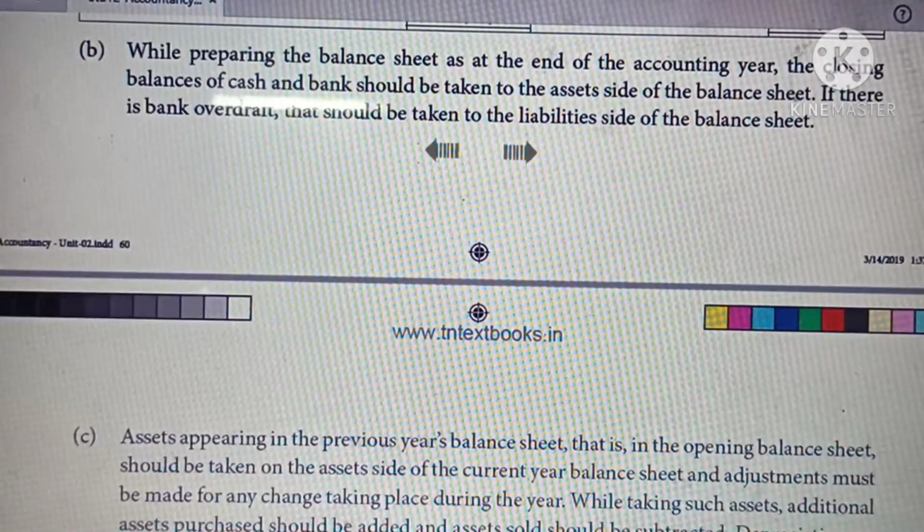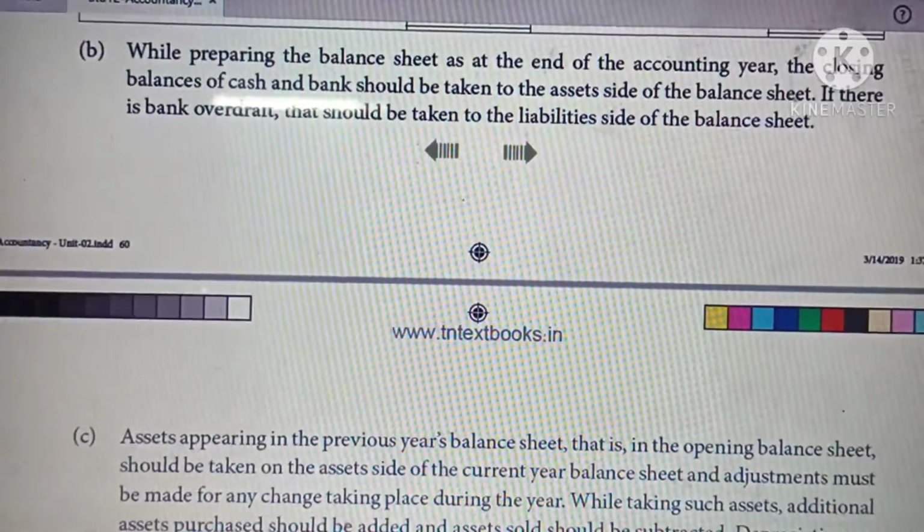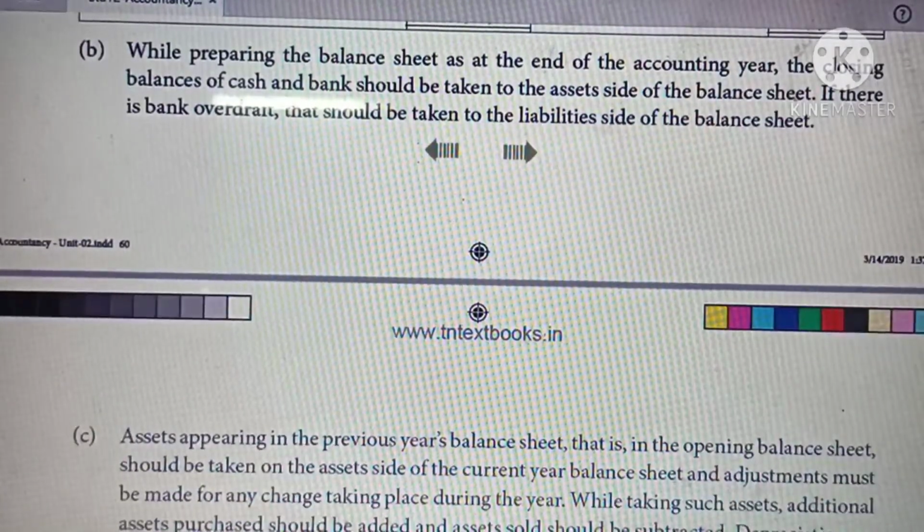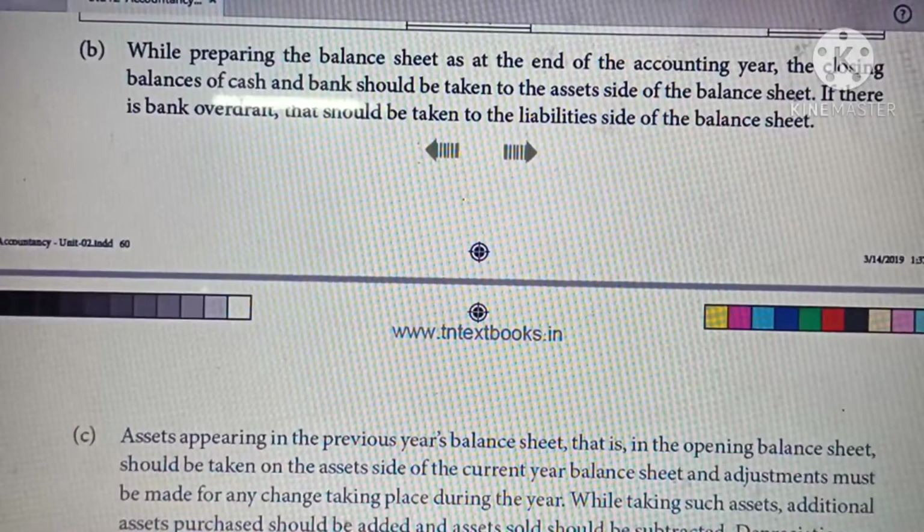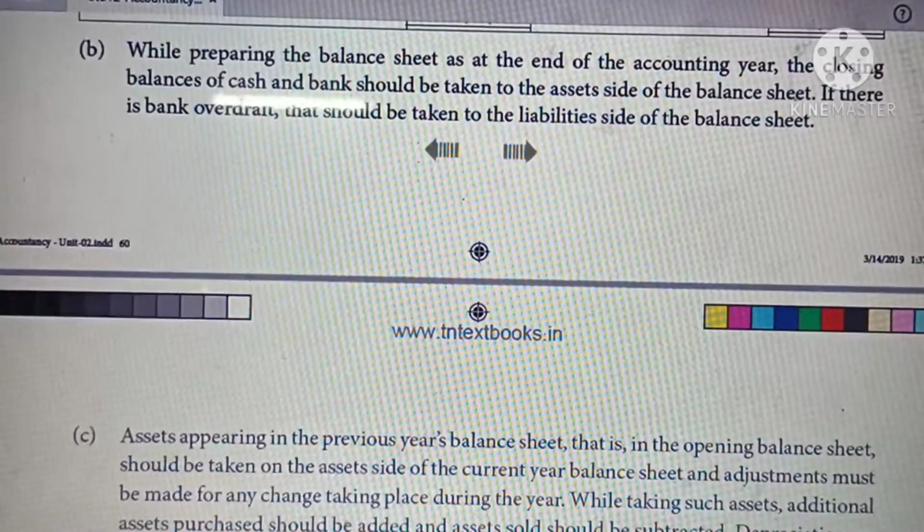If cash and bank balance are given, you must take the closing balance and show it on the asset side of the balance sheet. If there is any overdraft, that should be taken to the liability side of the balance sheet.